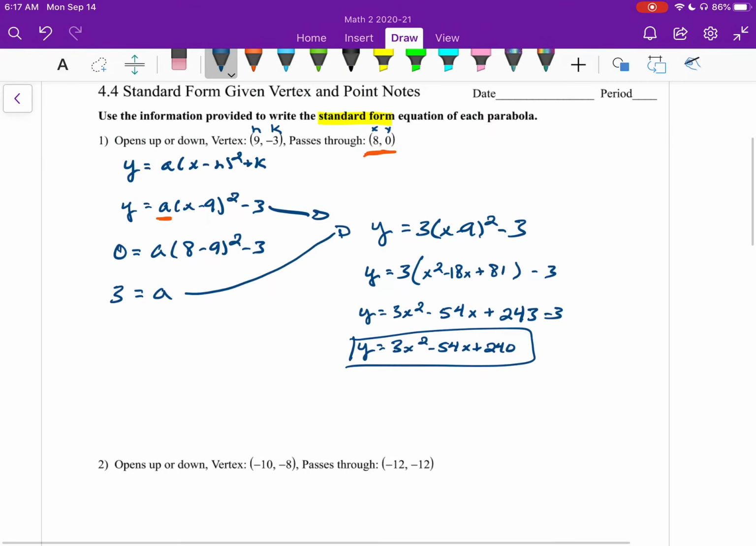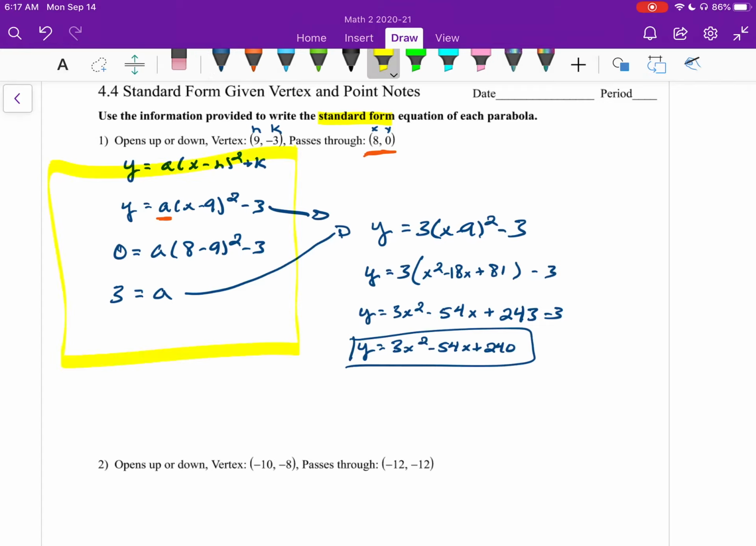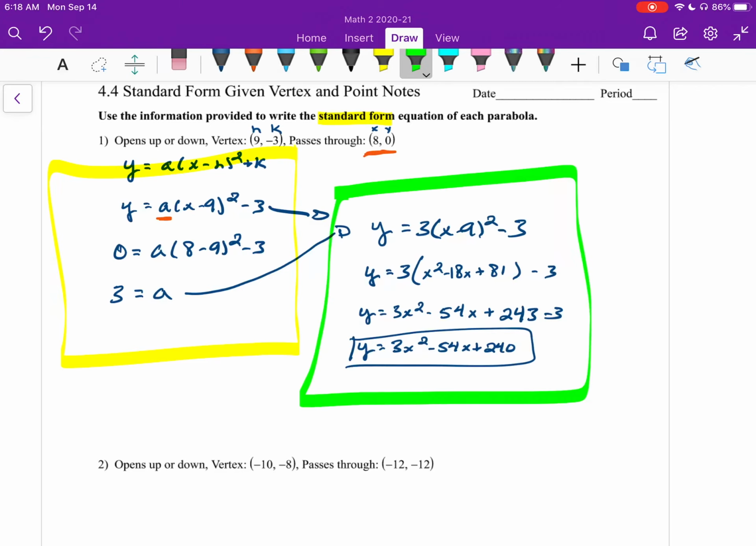There we are. So again, what we did was we started off on the left side here. We plugged in the vertex and we found our a. We got vertex form on the left, and then on the right, all we had to do was put it into standard form.